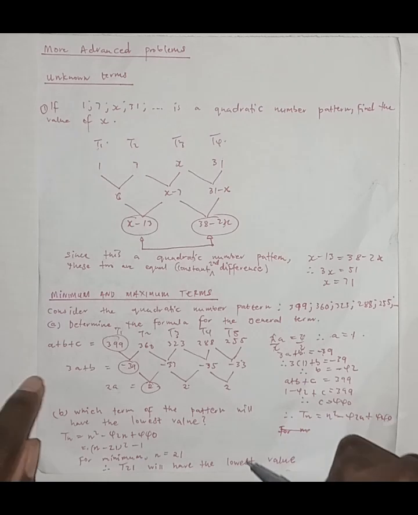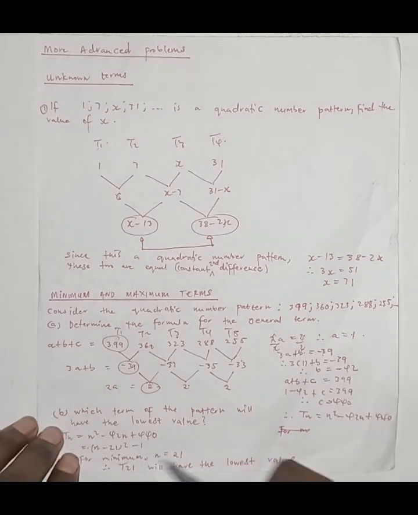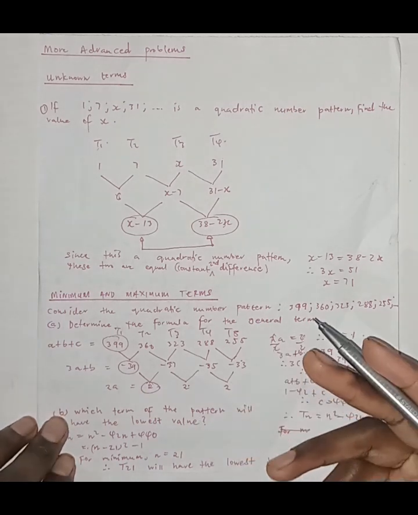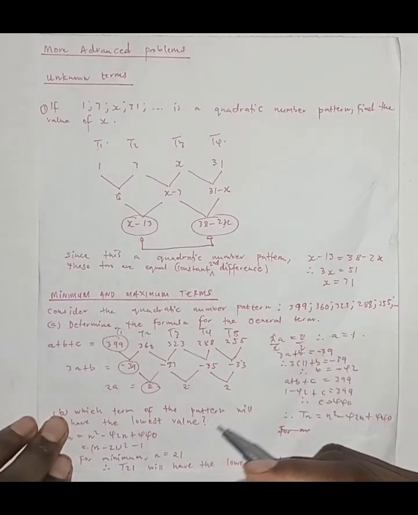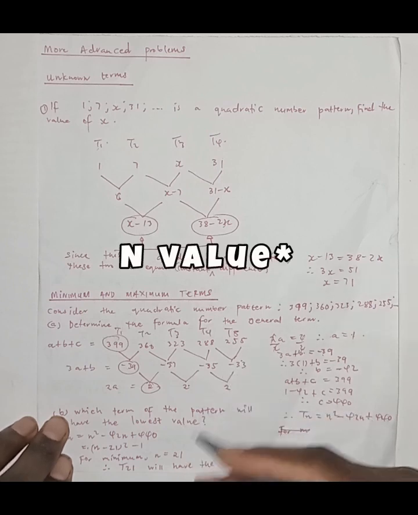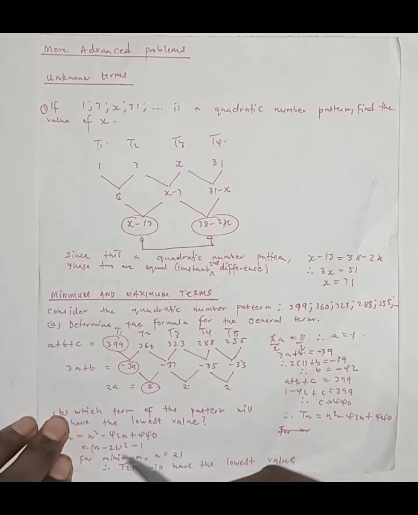Same thing if we had a negative. We're gonna say for maximum, n is equal to 21 or whatever. So all you do here for minimum, maximum value, all they're saying here is for which x value are we gonna have a maximum value in this equation? Okay, so here they're saying for minimum n is equal to 21.